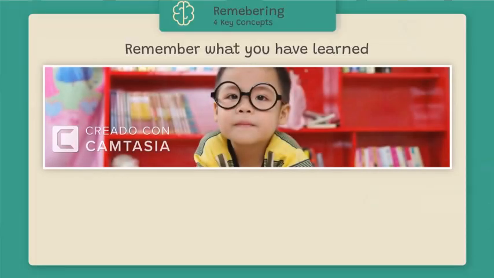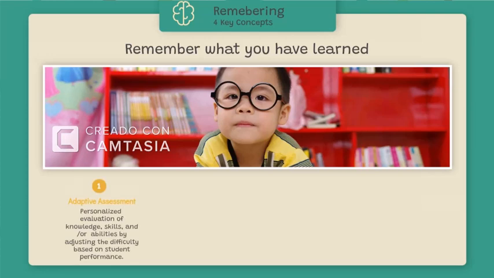Now, it's time to remember what you have learned. We started the session talking about adaptive assessment, that is a personalized evaluation of knowledge, skills, and abilities by adjusting the difficulty based on students' performance. As a second point, we talked about RIT score, that is a scale that indicates the difficulty level at which the student is answering about 50% of the questions correctly.